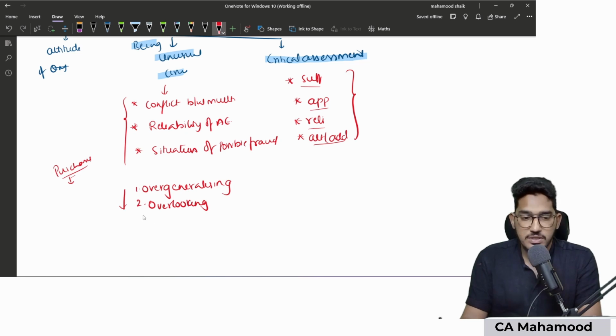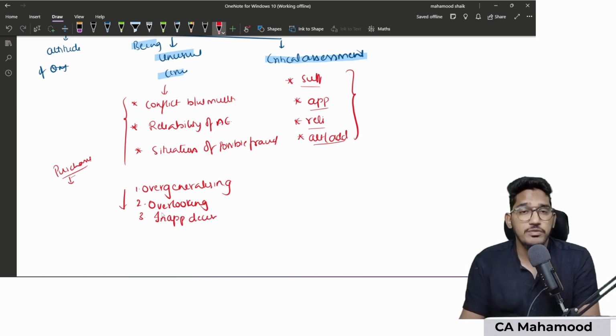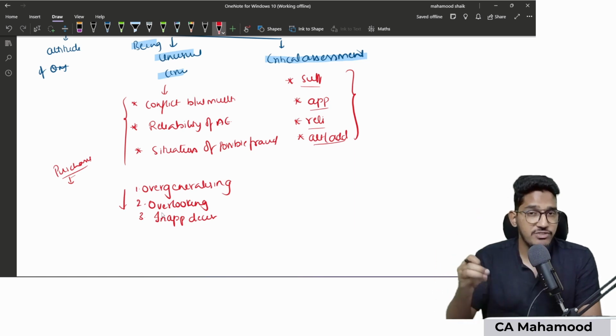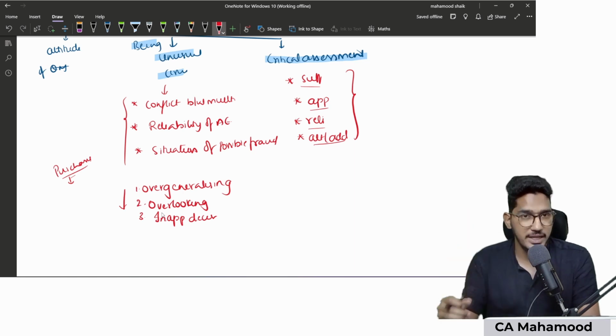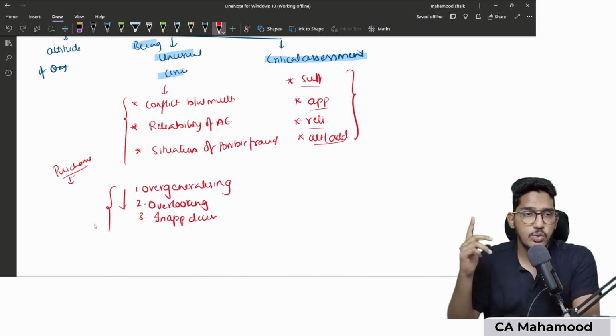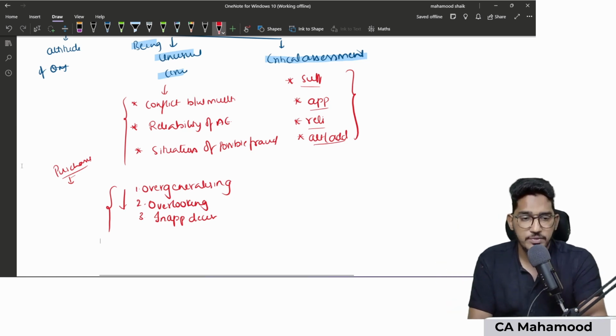Similarly, by maintaining professional skepticism, you can reduce the risk of taking inappropriate decisions regarding audit procedures. That means you will have a chance of taking more appropriate decisions. So by maintaining professional skepticism, these 3 kinds of risk will be reduced: overgeneralizing while taking decisions, overlooking unusual circumstances, and taking inappropriate decisions regarding audit procedures. This is simply the meaning of professional skepticism.